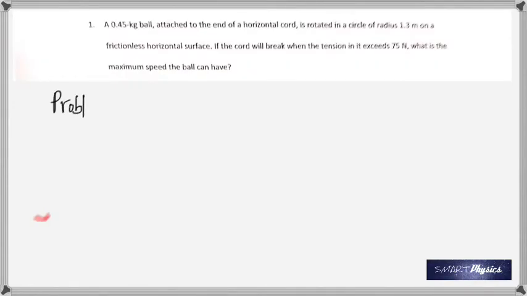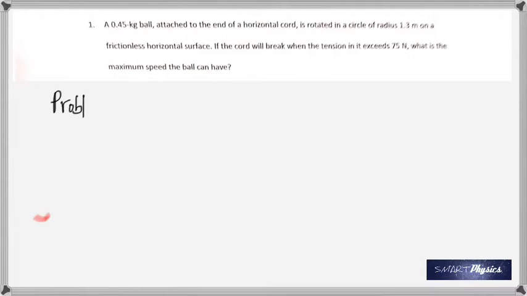Question 1 talks about a 0.45 kilogram ball attached to a cord and it's being rotated in a circle of radius 1.3 meter on a frictionless horizontal surface. And the cord will break when the tension exceeds 75 newtons. What is the maximum speed the ball can have? Of course, the tension in the cord is going to be the centripetal force. So it simply means that the centripetal force cannot exceed 75 newtons.